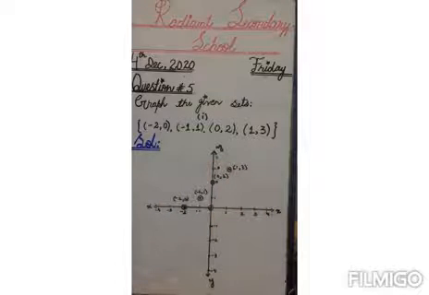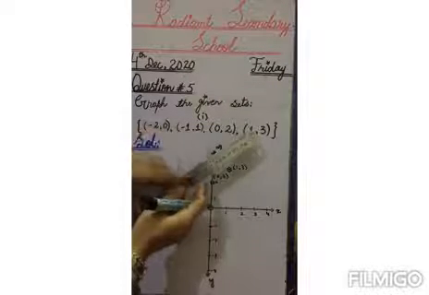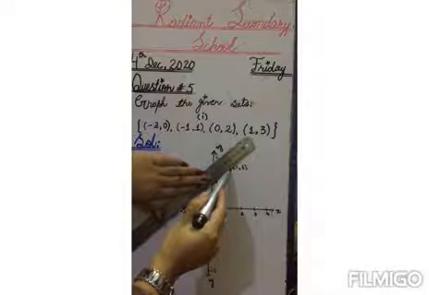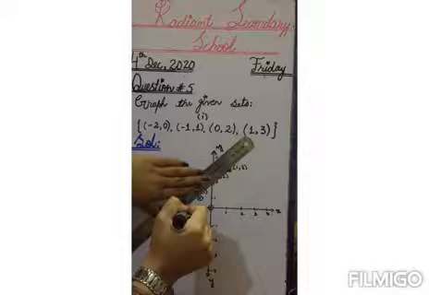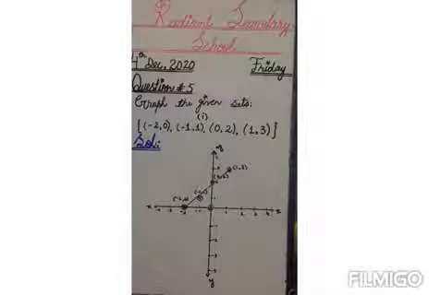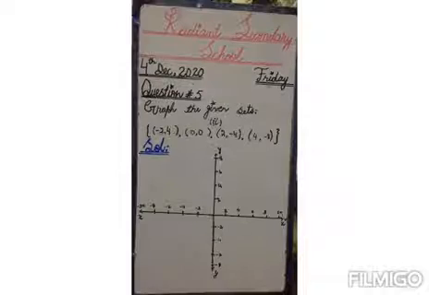Now we can see that we have 4 points. Let's join these 4 points and see whether the points make a straight line. So let's join these points. I am going to join all these points. These points are joining and making a straight line. This was the first part.